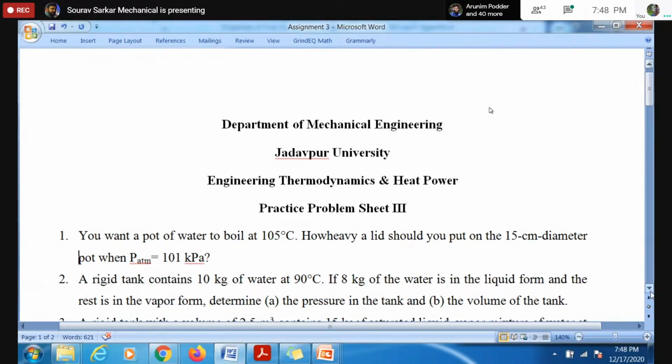So you have one equation. What is that equation? Corresponding to 105, the saturation pressure is maybe 129. A 35 kg cover? It will be too much.